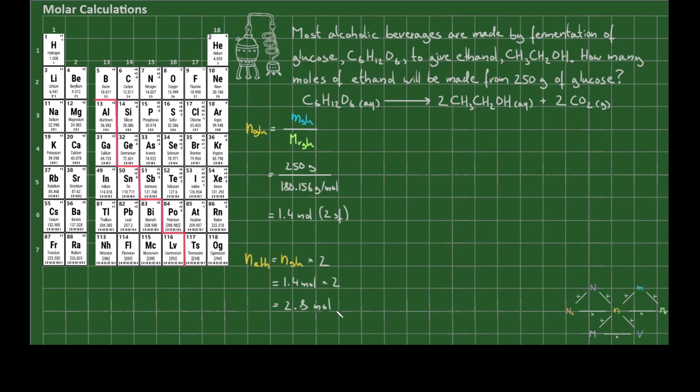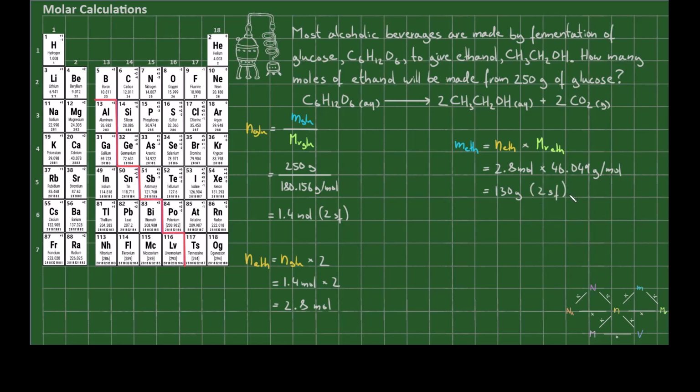Let me extend this a bit. What if the question asked for how many grams of ethanol will be made at the end? Well, now that I have the number of moles, I can also calculate the mass of ethanol. Recall that the formula for mass is number of moles multiplied by molar mass. And when I substitute, I will end up with 130 grams of ethanol when rounded to two significant figures.